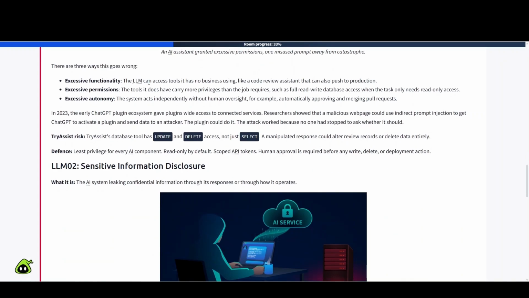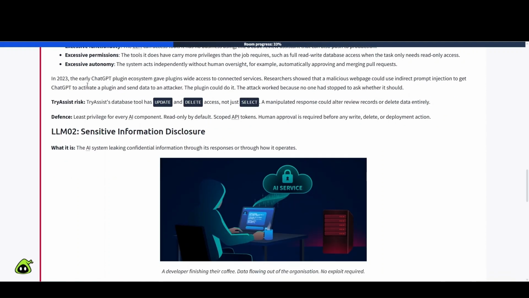Excessive functionality: the LLM can access tools it has no business using, like a code review assistant that can also push to production. Excessive permissions: the tools it does have carry more privileges than the job requires, such as full read-write database access when the task only needs read-only access. Excessive autonomy: the system acts independently without human oversight, for example, automatically approving and merging pull requests.